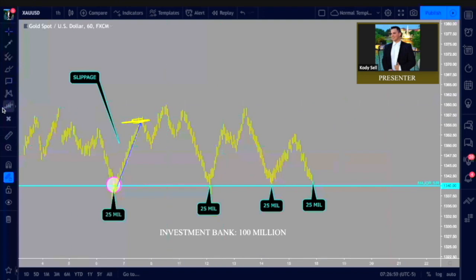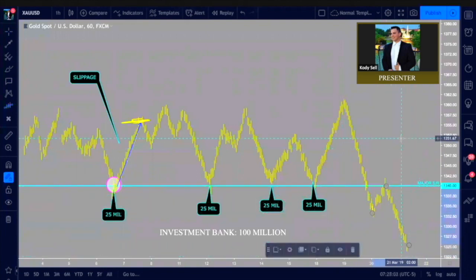So what's going to happen now? Price is pushed away, right? When this $25 million order is filled, it pushes price up. What's going to happen now when price returns to this level? There's no more buy orders there. So now price is going to break this level, retest, and then continue down.